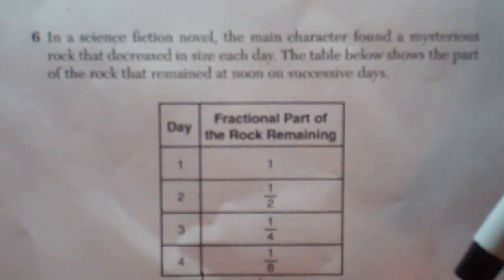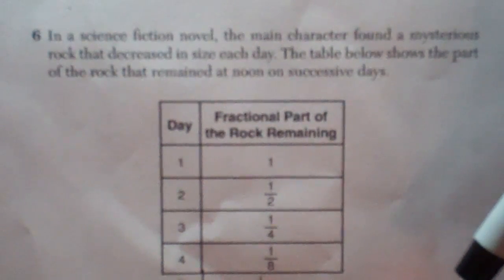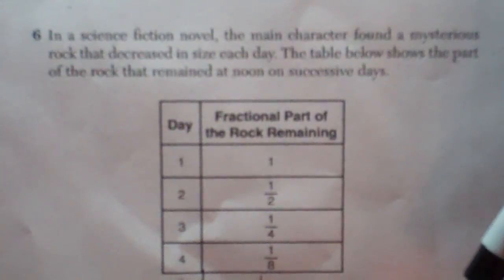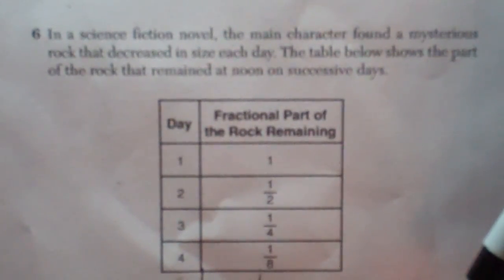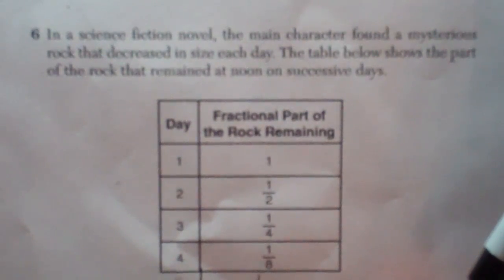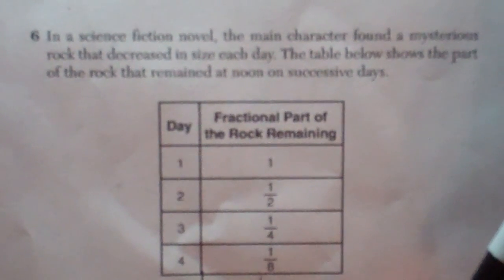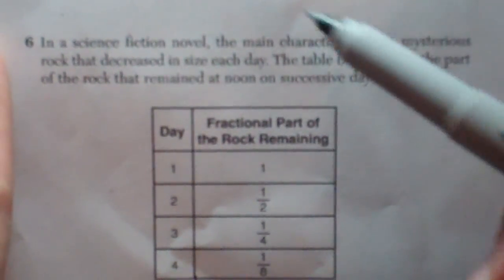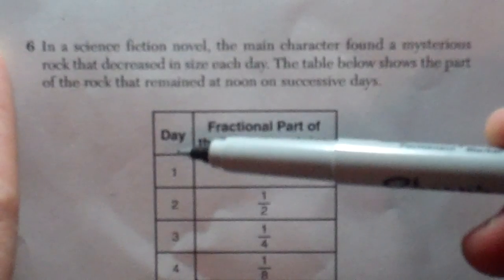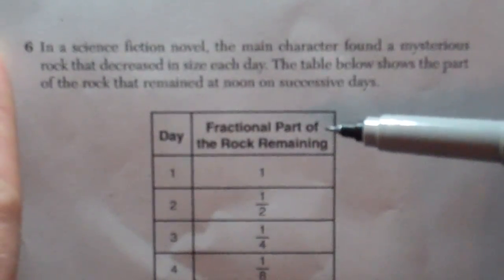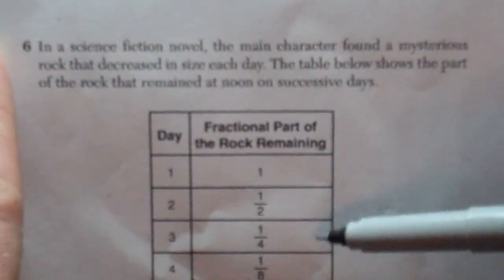Looking at the integrated algebra regions from January of 2008, this is number 6. The question says, in a science fiction novel, the main character found a mysterious rock that decreased in size each day. The table below shows the part of the rock that remained at noon on successive days. If we look at the table, one column gives us the days, the other column gives us the fractional part of the rock that's remaining.